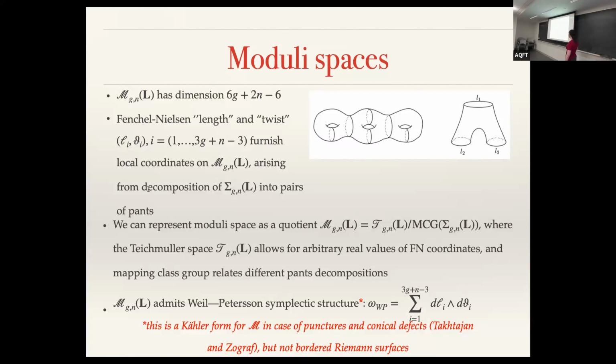And in the special case where the boundaries on the Riemann surface are punctures rather than geodesics, this is a Kähler form. Actually, it's been proven by Takhtajan and Zograf that this Weil-Petersson symplectic structure is a Kähler form for moduli space for both punctures and conical defects in a certain range of parameters. But in general, for bordered Riemann surfaces where these are geodesic lengths, there's no Kähler structure. But in what we're going to do, we don't make use of the Kähler structure, so we'll be able to do some numerical approximation for the metric on moduli space, even of bordered Riemann surfaces.